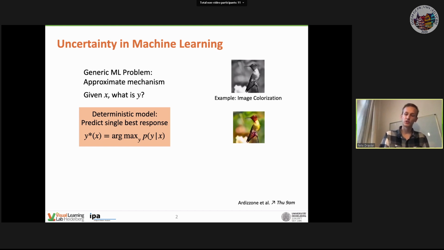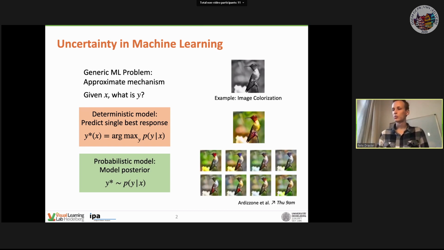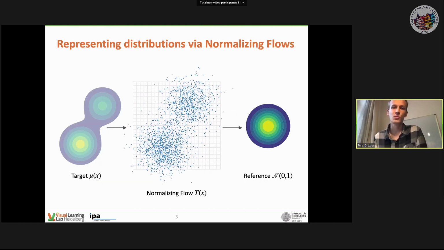However, the world is not deterministic. There might be noise, there might be ambiguity. To cope with all these kinds of uncertainties, in some situations it might be helpful to actually use a probabilistic model that models the full posterior distribution of all possible outcomes. This way, you can get a whole lot of differently colored birds. This concrete application will be shown by my colleague Linton on Thursday at GCPR at 9 a.m. Today we'll be talking about probabilistic models, and one model in particular, which is called normalizing flows.